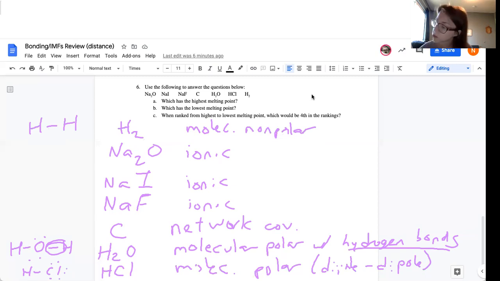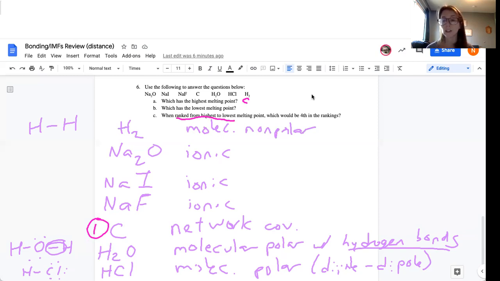Now, we're supposed to, for question C, rank from highest to lowest. So I'm going to do that first. Highest melting point is the one that has the strongest IMF. Network covalent is the strongest, so that would be ranked first. That would also be my answer to A. Network covalent, strongest IMF, therefore the highest melting point.